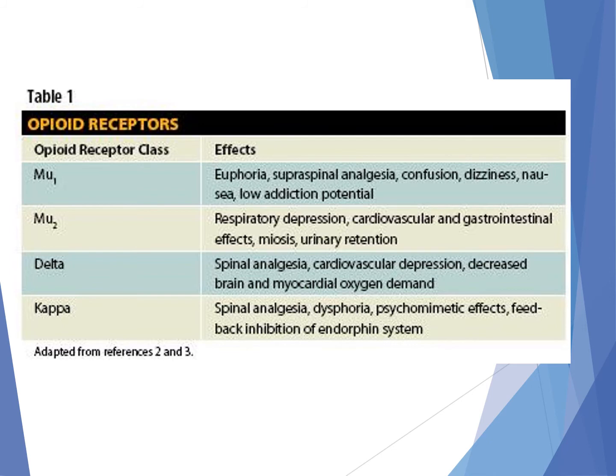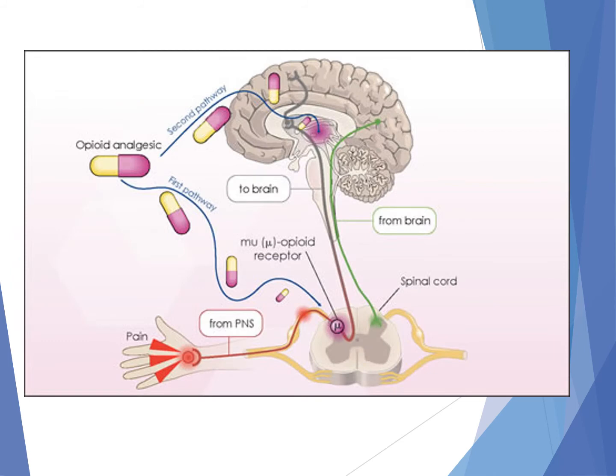Here's a nice table that explains opioid receptors mu1, mu2, delta, and kappa. And you can see the different effects of the different receptors. Here is another figure just showing you the effects from the first pathway to the second pathway.